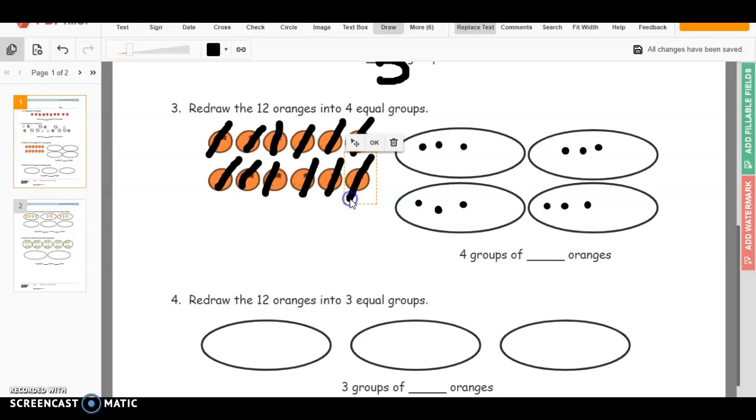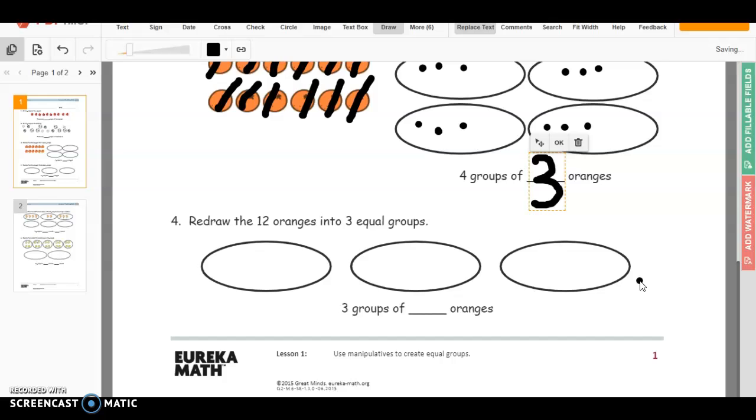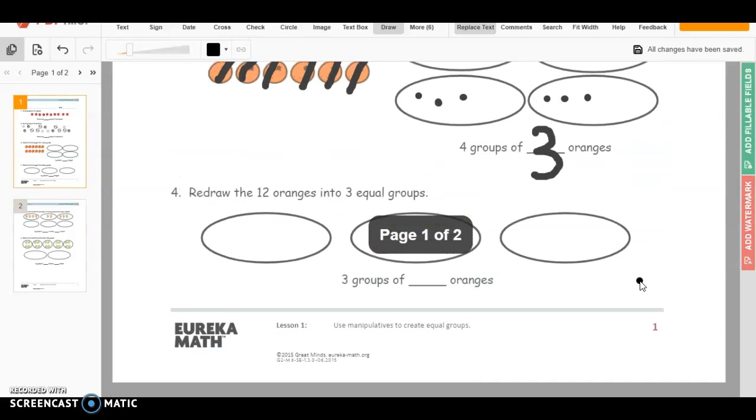Okay, now that I've used all my oranges, I want to look at my answer statement. It says 4 groups of blank oranges. So I want to figure out how many are in each group. 1, 2, 3. 4 groups of 3 oranges. All right, let's go ahead and move on to problem 4.